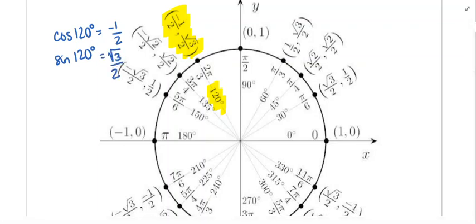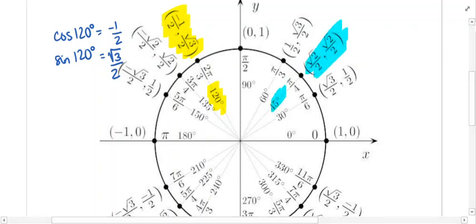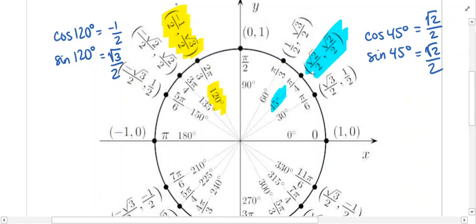We also need to look at 45 degrees, which is right here. That's going to be this ordered pair. You can see that the cosine of 45 degrees as well as the sine of 45 degrees are both the positive square root of 2 over 2. So we just need to plug these values into our expression and simplify.